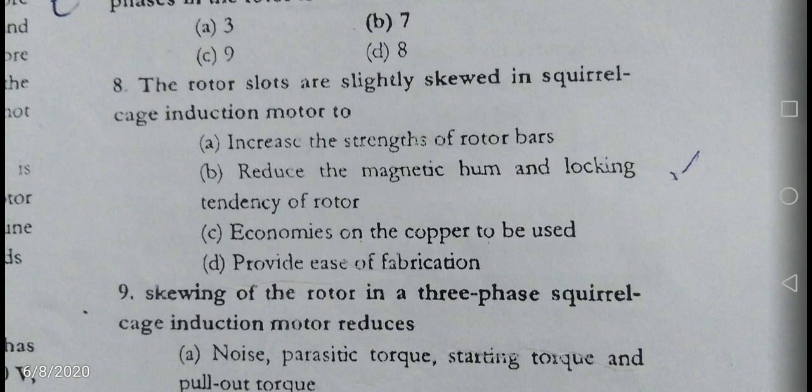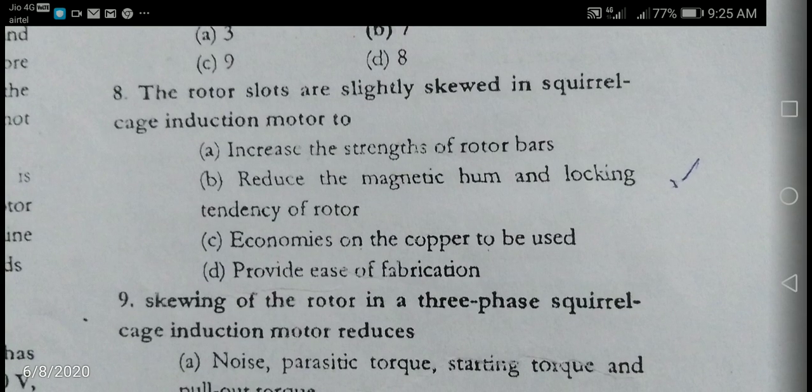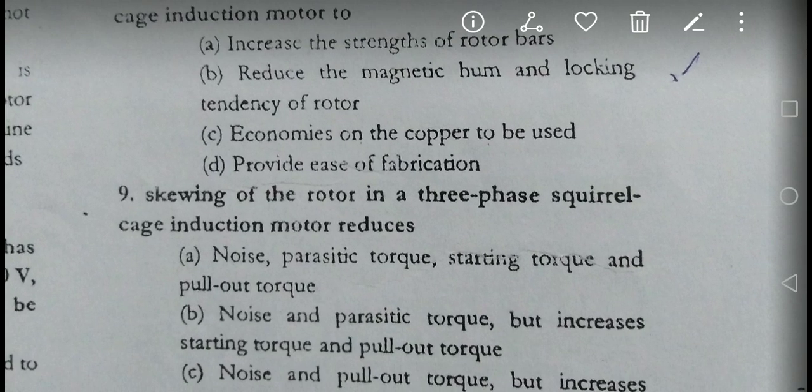It's correct because in a non-skewed rotor there is magnetic locking, which is called the cogging effect, and hum, which is called the crawling effect. These two effects are eliminated in the skewed rotor method.